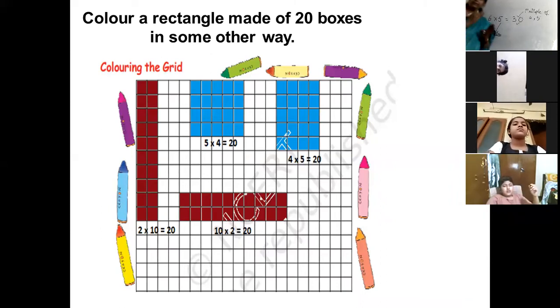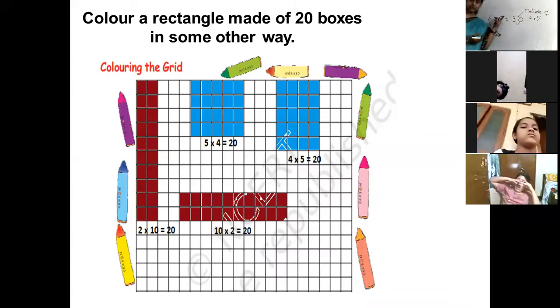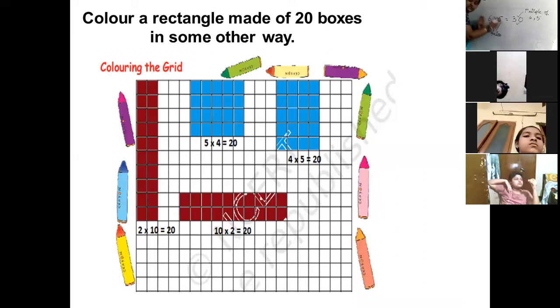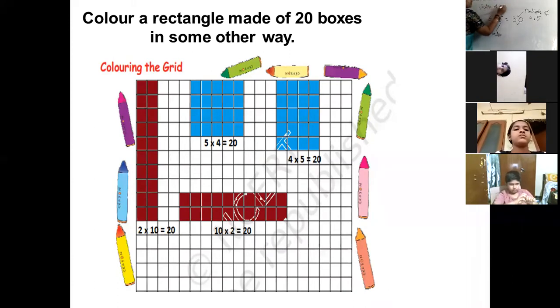When we are multiplying two numbers, we are getting one product, one answer here. That answer is said to be a multiple of these two numbers. The numbers which we are multiplying are called factors of the answer. So 6 and 5 are factors of 30. So what can we write? Factors of 30 equals 6, 5.